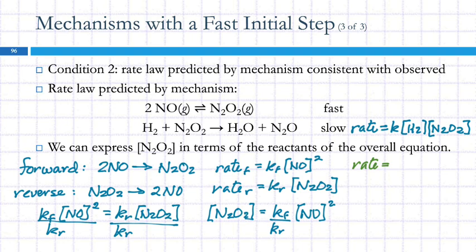How do you know when it's an intermediate? That's a good question. So the overall reaction is not on this slide, unfortunately. But I think it's 2NO plus H2 going to H2O plus N2O. N2O2 isn't in this.